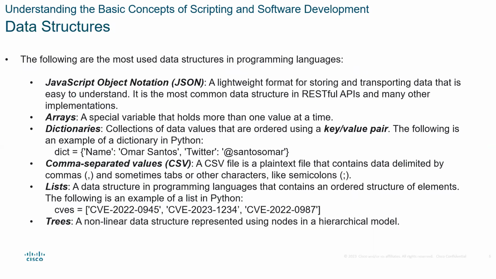Now, data structures. In programming, there's what we call data structures. All your data are going to be in certain formats. So the data can come as a list, can come as comma-separated values, like what you have in an Excel sheet. Then it can be a dictionary, it can be an array, it can be JSON, it can be trees. Now, I'll explain very, very simple ones.